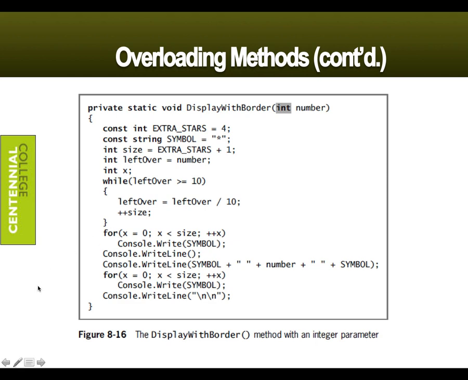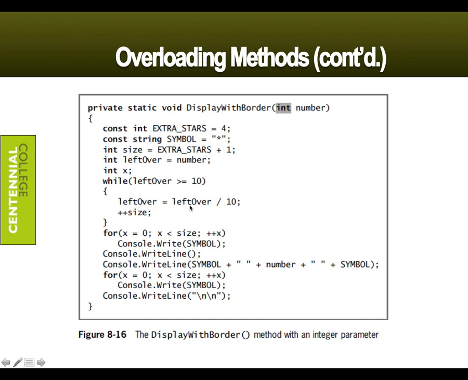Because what is this doing? It's saying x is equal to 0 in this particular for loop. This is the condition we're testing. We started off at 0, and we're testing to see that x is less than the size, which is here. We've just defined size as extra stars, which is 4 plus 1, 5. And then we're looking at the leftover, where leftover is equal to the number, right?